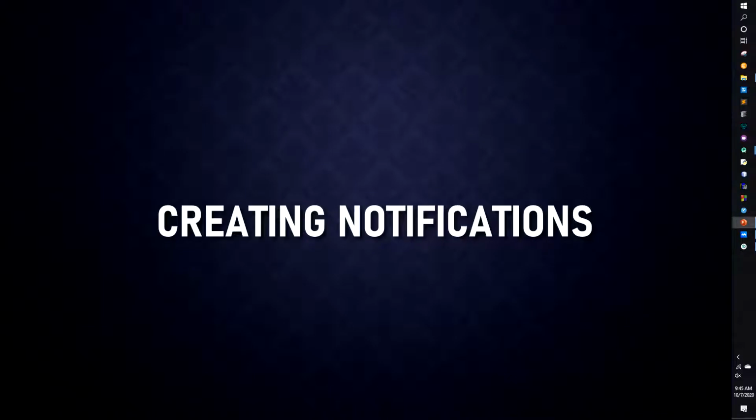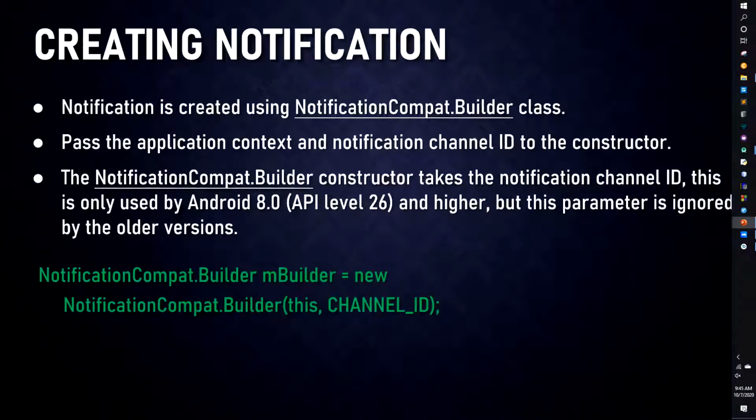Okay, once we are done creating the channel for our notification, we can easily create the notification. We use the notification compat builder class to specify different details about our notification. Like we may have an ID for our specific channel, we can specify the title, the image as an icon for our notification, and also the description detail. All this will be listed using the notification compat builder class.